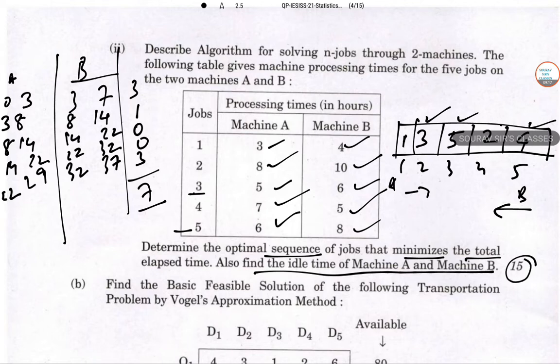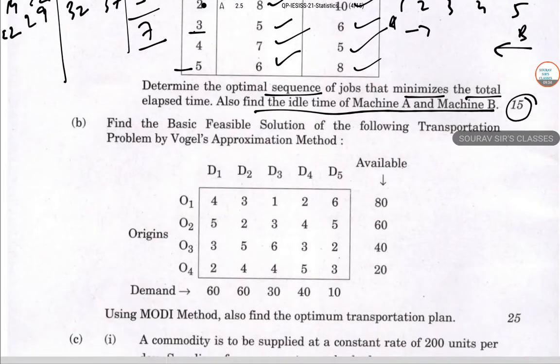So see, in the first case where idle time did not need to be calculated, only this series, it was 10 marks, and this is for 15 marks. Quite a lot. Sometimes they give extra marks for this. In graduation we used to get only 4 or 5 marks for this stuff. So anyway, that's why it is 200 marks and 3 hours, and normally it is 100 marks and 3 hours for our graduation days.